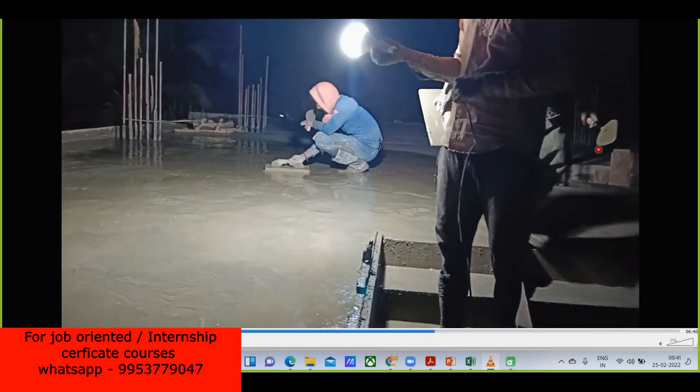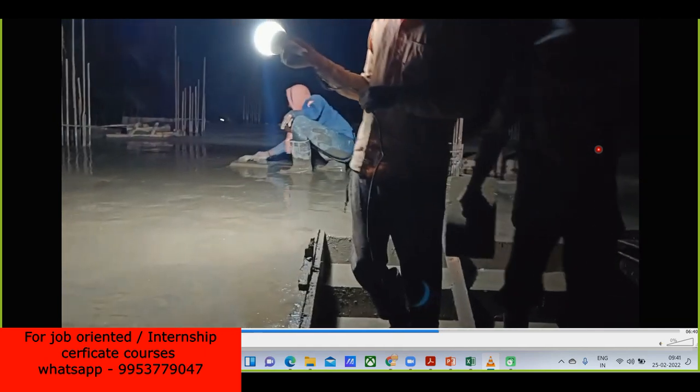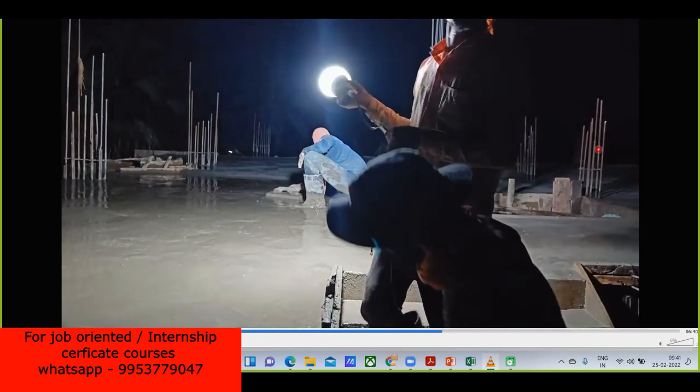So after the slab concreting, next you have to do the curing and you have to do the deshuttering of the slabs. Those things we'll see in the next lecture.